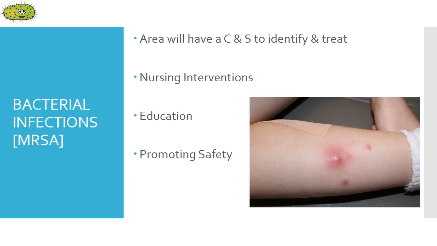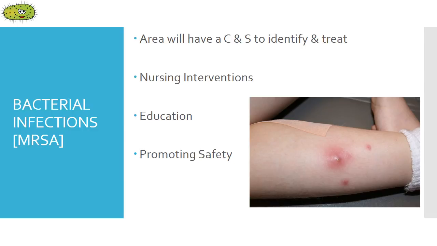MRSA can present as a furuncle, like a boil, or a carbuncle, which is multiple boils, or some type of abscess. You can see that to the right. It often does get mistaken for a bug bite, and that's why a culture and sensitivity is so important to identify and treat the MRSA. So a culture will be where they swab the area and culture it to identify the bacteria that's growing in that wound. And then the sensitivity runs a test on that bacteria to see what antibiotics that bacteria is sensitive to and what they can use to treat it to get it to go away.